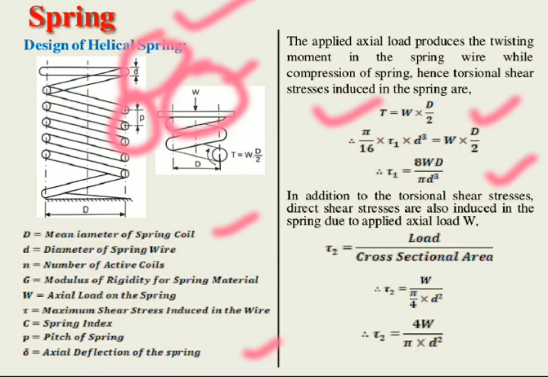In addition to torsional shear stress, direct shear stress is also induced in the spring due to axial load W. So we have to calculate that direct shear stress also. Let us denote the direct shear stress by tau 2. So tau 2 will equal load by cross-sectional area. The load will be W, and the cross-sectional area will be pi by 4 into d square. On rearranging the equation, we get tau 2 equals 4W by pi d square. So this will be our torsional shear stress, and this will be our direct shear stress.